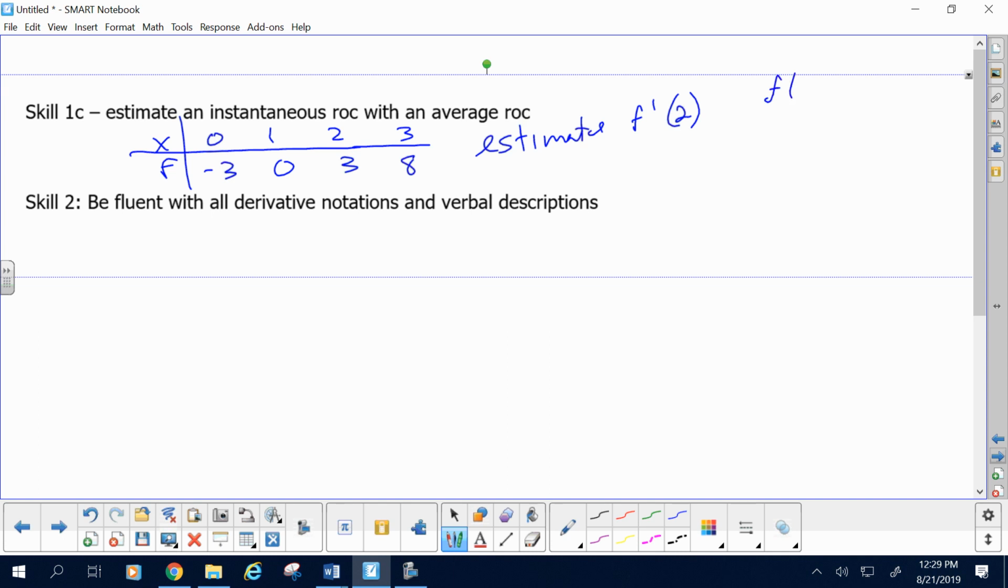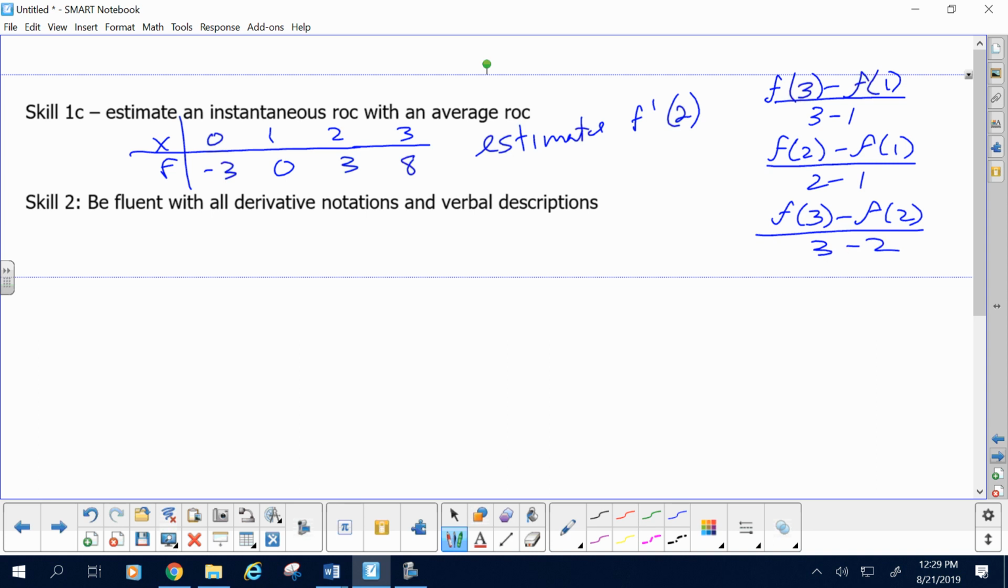f(3) minus f(1) over... what idea are you using there? You're using this metric here. What else could you do? f(2) minus f(1) over 2 minus 1. What else could you do? f(3) minus f(2) over 3 minus 2. All of those achieve the idea of as close as you can get for one of the definitions.